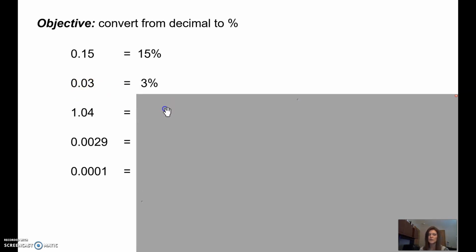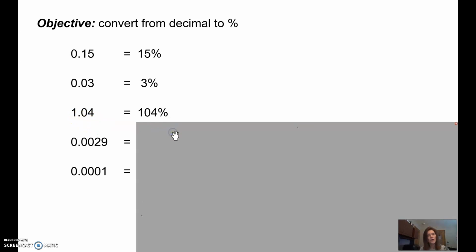0.0312 would give me 3%. Now 1.04 can be expressed as a percentage, and we'll run into this in some of our problems. Move it 2 places and you get something over 100%. So if you have an integer number attached with this decimal and you're turning it into a percentage, you're going to get something over 100%. That's all you need to remember.